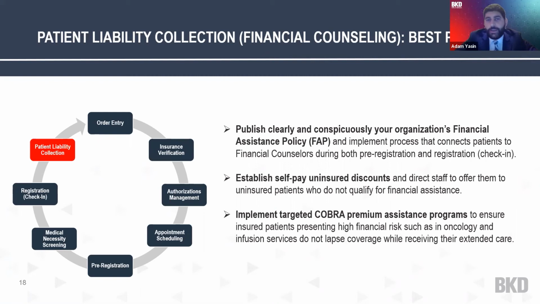So by having a kind of dedicated pre-registration function, we can catch this ahead of time and make sure that we're connecting those patients to our financial assistance programs where applicable. Without that pre-registration process, we get to the date of service and we have an awkward conversation potentially, especially if the organization is going to ask for a deposit and kind of stand their ground on that.